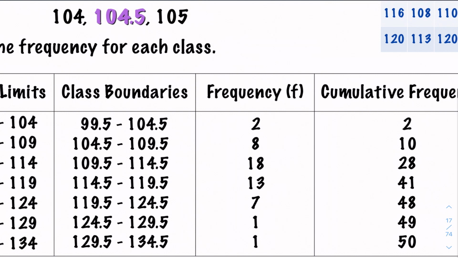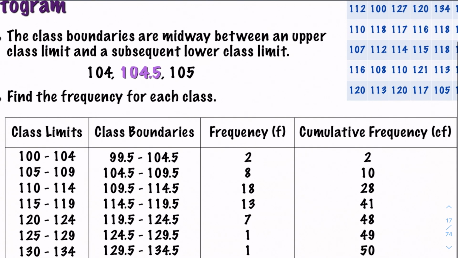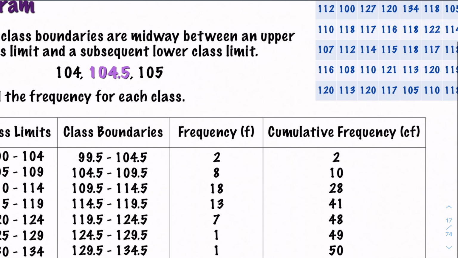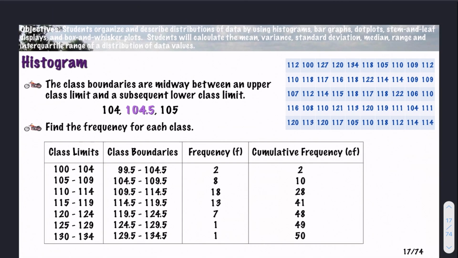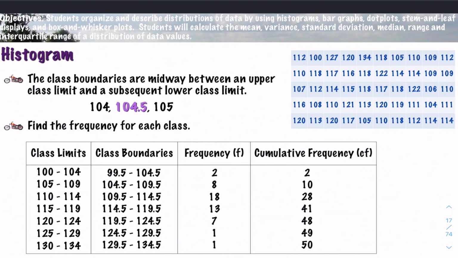And then we look from our chart to count the frequency. So we have 2 temperatures between 100 and 104. And then for each one, we count how many record high temperatures fall in there. And then we can also calculate the cumulative frequency to make sure that we've included all of our data values. And this is especially helpful when you're doing something by hand.